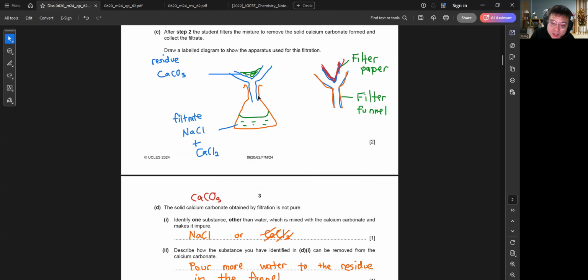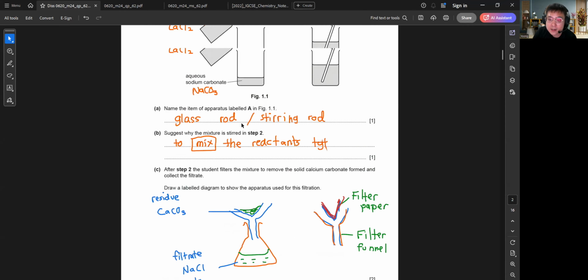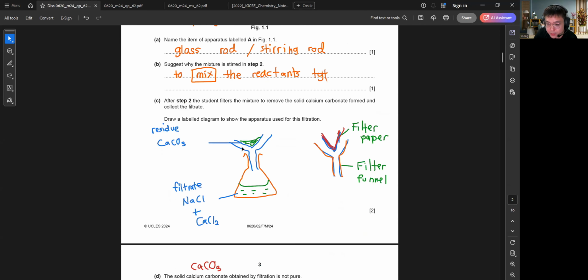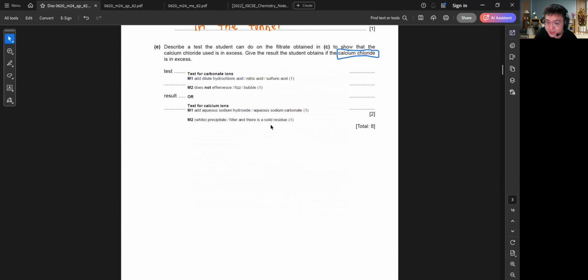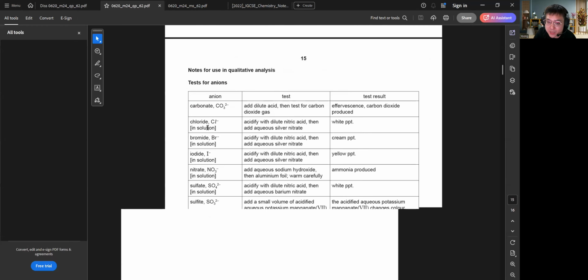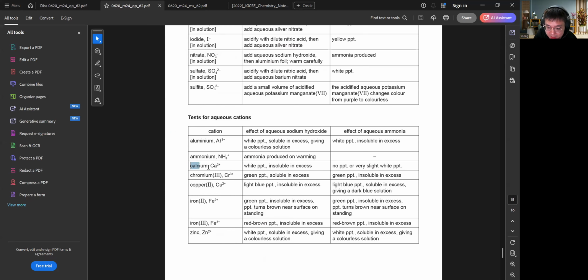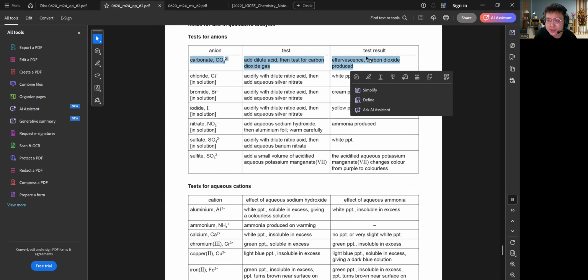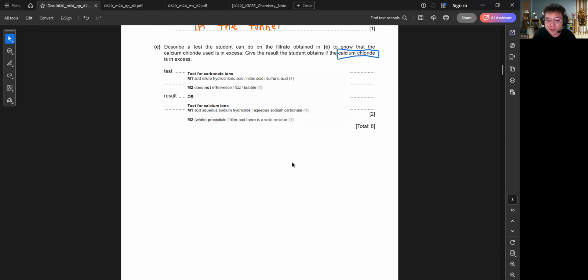Because calcium definitely will be flowing down if it is in excess because CaCl2. And this Ca will definitely be stuck on top here because it's insoluble. So if it would come down here, that means it's coming down together with the CaCl. So we can either prove it with Ca as well. So you just copy the test, like the Ca2+ test from here, just copy it over, or you can copy the carbonate test, but you have to give a negative result saying that there's no effervescence.